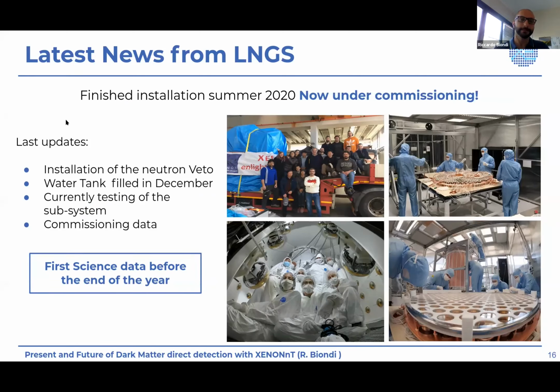After that, we installed the detector in the underground laboratory. There was the installation of the neutron veto. You can see here a very nice picture of these panels armed with phototubes around the cryostat, and the heroic people that did this job during COVID time. Currently, we are testing all the subsystems and taking commissioning data, and we aim to have the first science data before the end of the year.